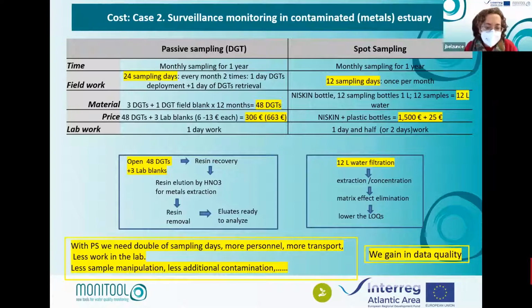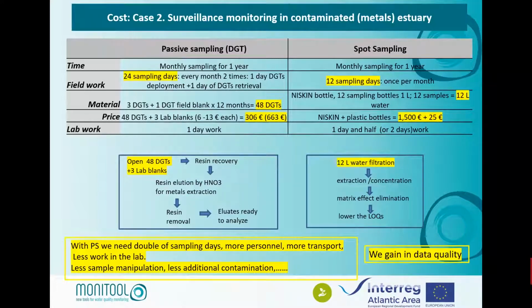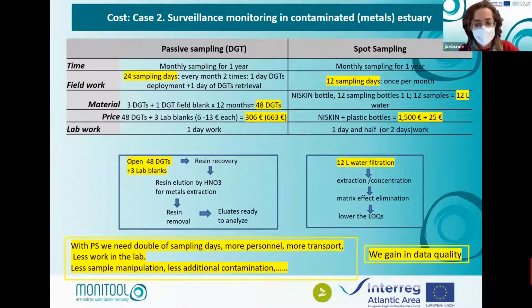So in this case, with passive sampling, we need double the sampling days, more personnel, more transport, but less work in the laboratory, less sample manipulation, less additional contamination. We gain in data quality. So we have to really consider the objective of our study. If we want to have equivalent quality of data, with passive sampling we gain in that.